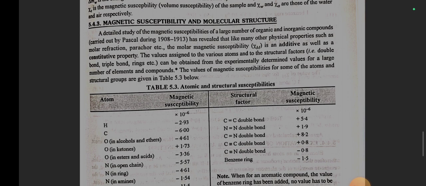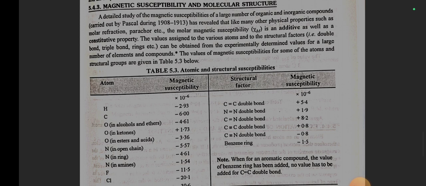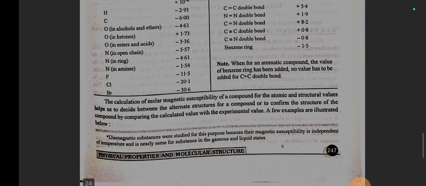Magnetic susceptibility and molecular structure. A detailed study of the magnetic susceptibility of a large number of organic and inorganic compounds has revealed that, like many other physical properties such as molar refraction, parachor, etc., the molar magnetic susceptibility is an additive as well as a constitutive property. The values assigned to the various atoms and the structural factors can be obtained from the experimentally determined values for a large number of elements and compounds. The values of magnetic susceptibility for some of the atoms and structural groups are given in table 5.3.